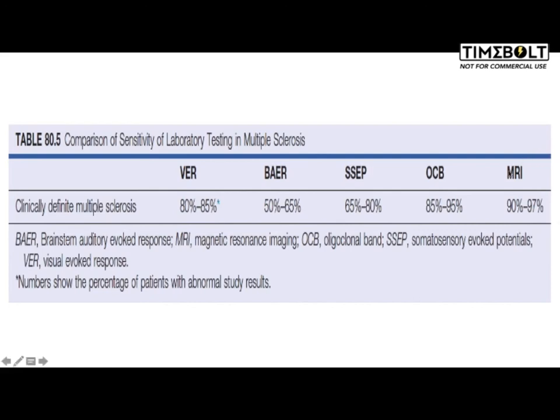Most sensitive is MRI, 7%. Oligoclonal bands is 85 to 95%. Somatosensory evoked potentials. The third one is visual evoked response, 82%. Brainstem auditory evoked responses are rarely performed.